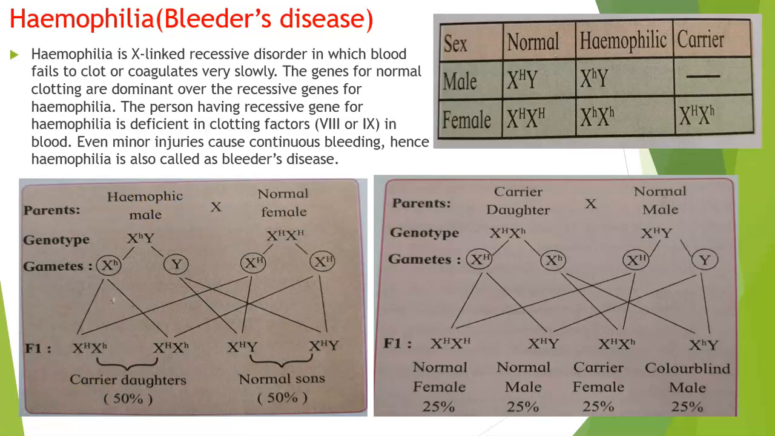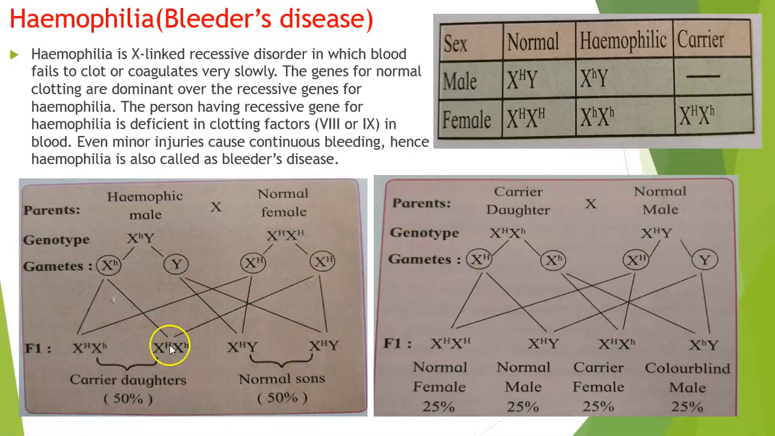The inheritance of hemophilia can be studied with the help of the following example, where you have a marriage between a hemophilic male and a normal female. These are the genotypes. They separate out at the time of gamete formation, and you have the F1 generation. And just like you saw in color blindness, you have 50% carrier daughters and 50% normal sons.